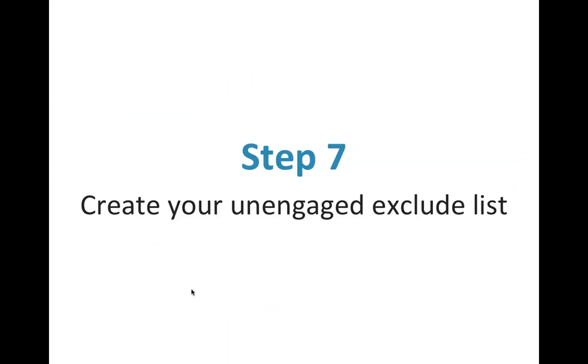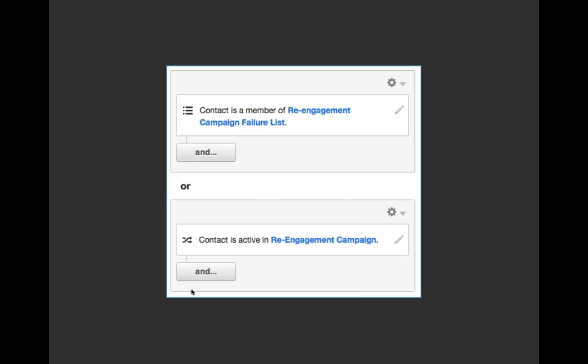Step 7 is to create your unengaged exclude list. What that means is anybody that went through the workflow, did not take action, and was added to your fail list, that is one criteria. And the second criteria is anybody that is currently active in that campaign itself.